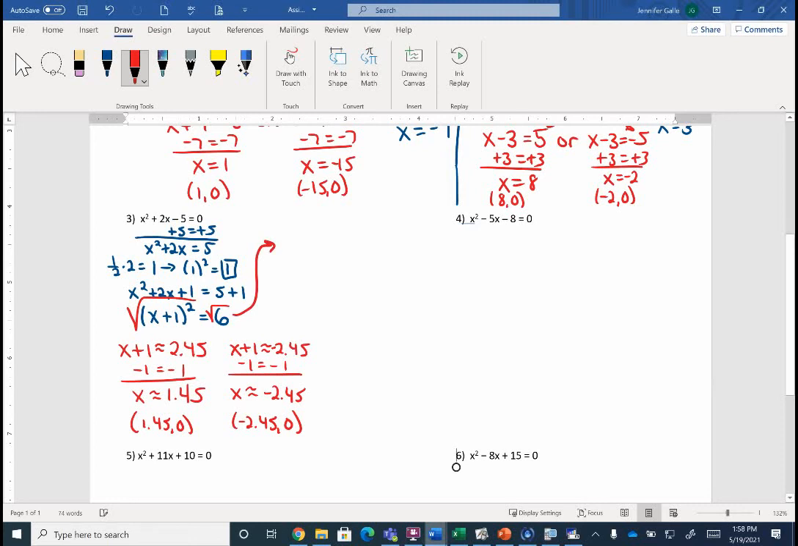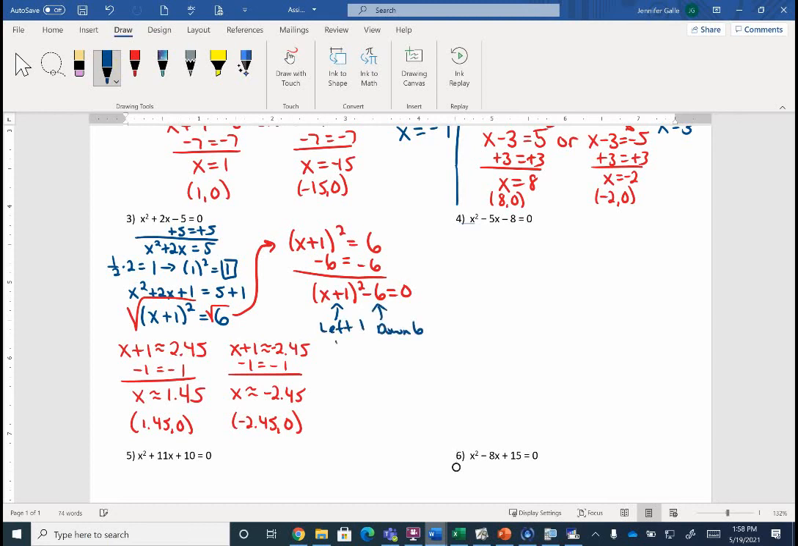Take where we've completed the square. Move our 6 back over to the left side. And now we have our vertex form. The plus 1 inside is going to go left 1. The minus 6 outside is going to go down 6. Left 1 is negative. Down is also negative. Axis of symmetry is just the x value at the vertex.